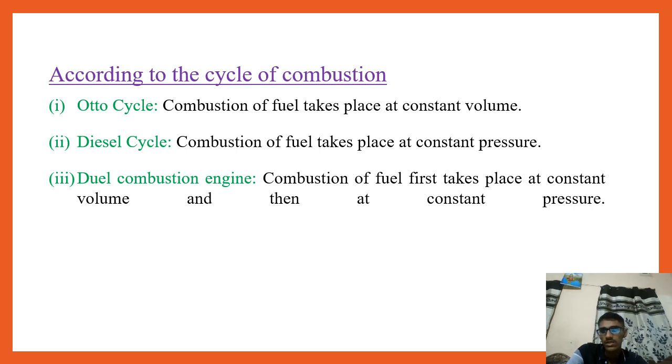Classification according to the cycle of combustion is of three types: Otto cycle, diesel cycle, and dual combustion engine. In Otto cycle, the combustion of fuel takes place at constant volume. In diesel cycle, combustion of fuel takes place at constant pressure. And in dual combustion engine, combustion of fuel takes place at constant volume first, and then the combustion is done at constant pressure also.